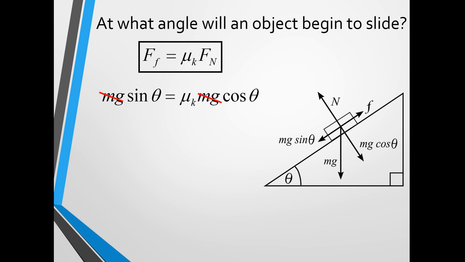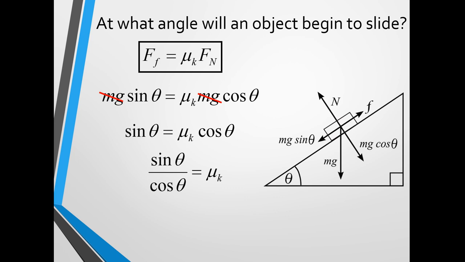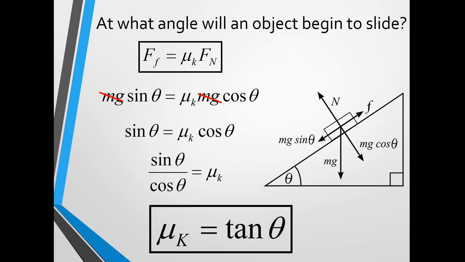This is kind of convenient because that means that the mass and gravity will cancel out from both sides, meaning we have sine theta is equal to the coefficient of friction multiplied by cosine theta. So dividing both sides by cosine, we get that the coefficient of friction will be sine over cos, which you might remember is just equal to tan theta. So an object will start to slide when the coefficient of friction is equal to the tan of the angle. Now it's important to note that because the masses canceled out, this will always be true regardless of the mass of the object.